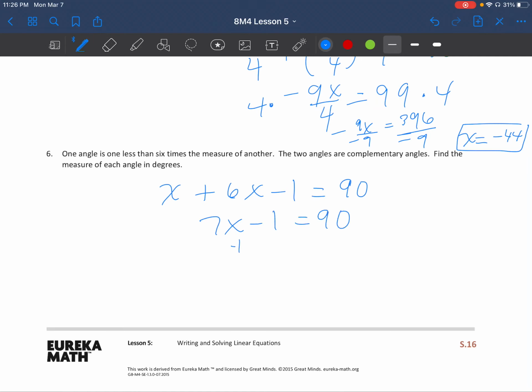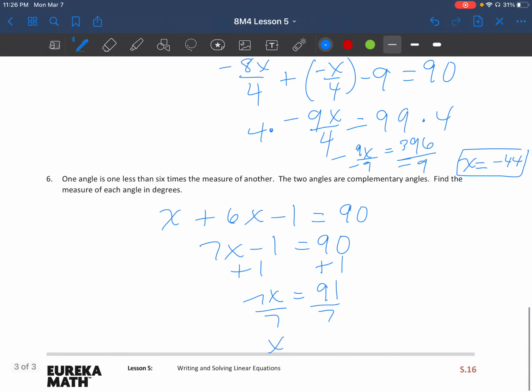All right, so we've got 7x minus 1 equal to 90, plus 1, that's 7x equal to 91. Divide both sides by 7. And then we end up with x, 91 divided by 7 is equal to 13. And that is lesson 5.